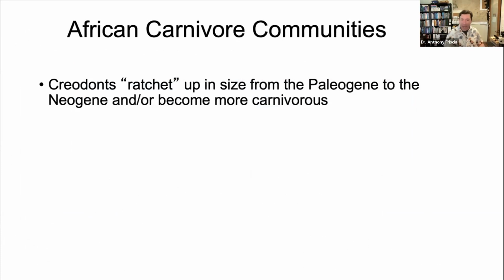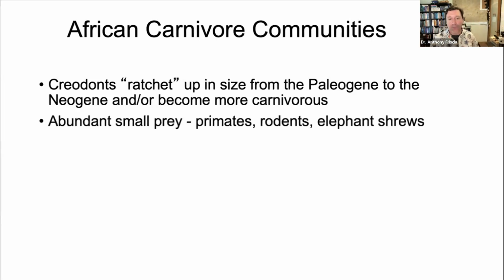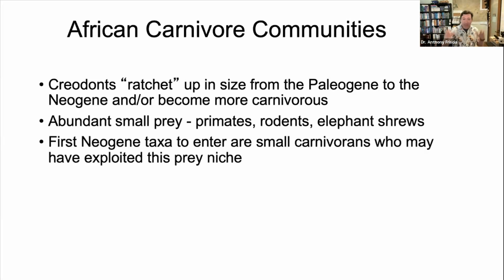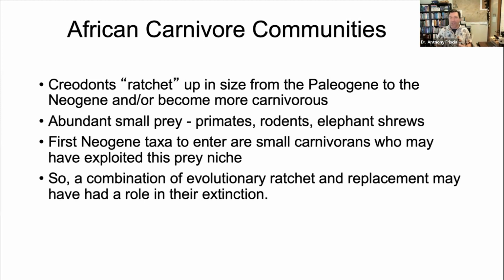The creodons tend to ratchet up in size as they become more and more carnivorous and larger and larger. But there's lots of small things around to eat: primates and rodents and elephant shrews. And so the first of these modern African taxa to enter, the first Neogene taxa, are these small carnivorans who may have exploited that niche. And so this combination of ratchet and replacement may have had a role in the extinction of creodonts in Africa. Eventually, they go extinct all over the world.